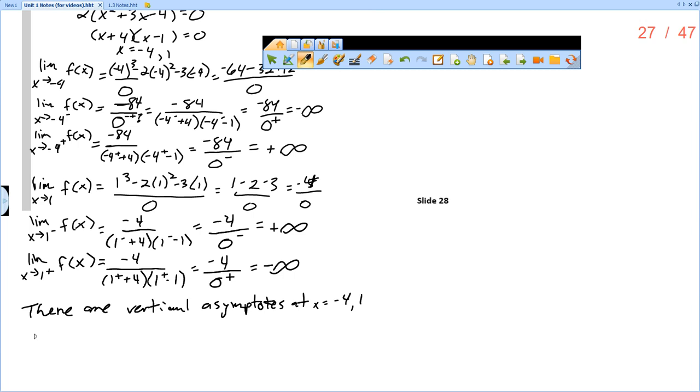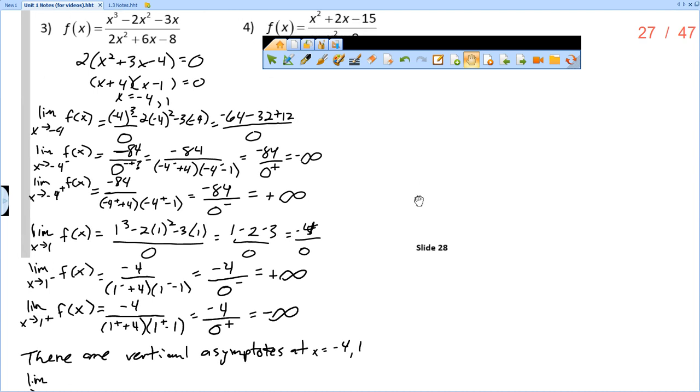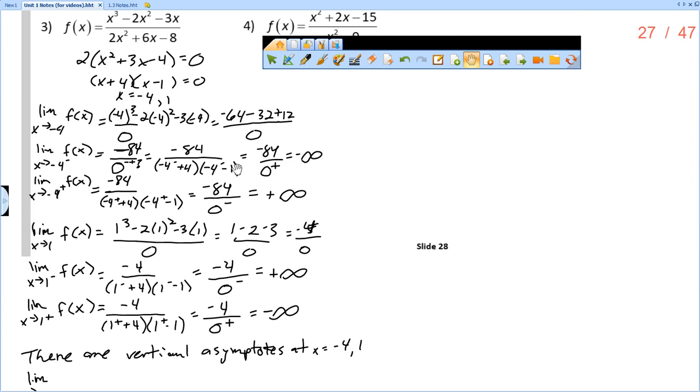All right, so now what about horizontal asymptotes, right? So remember, horizontal asymptotes, we are examining the limit as x approaches infinity, right? And if the limit as x approaches infinity gives us a number, then that means we are approaching a horizontal asymptote, right? Or if we say the limit as x approaches negative infinity. All right, so let's start with limit as x approaches positive infinity. All right, so we need to look at the function x cubed minus 2x squared minus 3x. All right, so we are going to evaluate the limit as x approaches infinity of f of x, right?